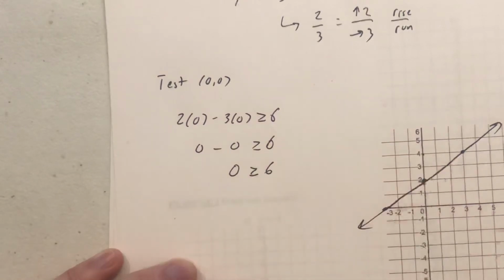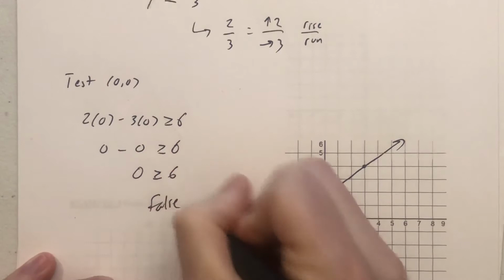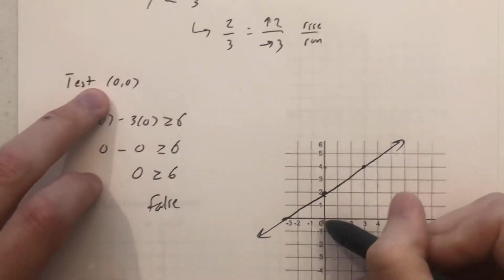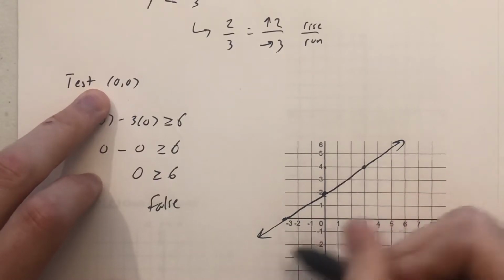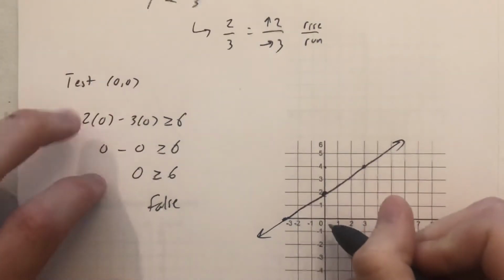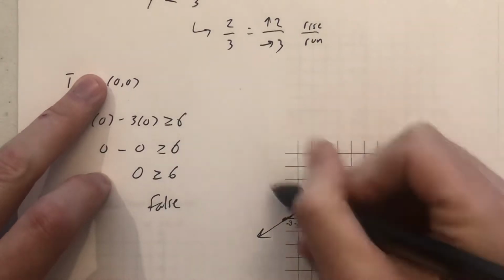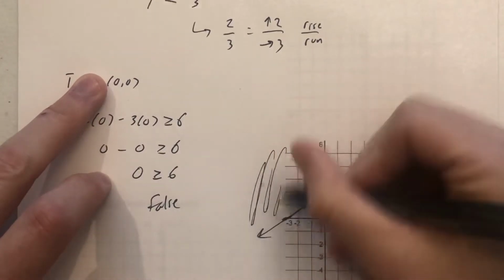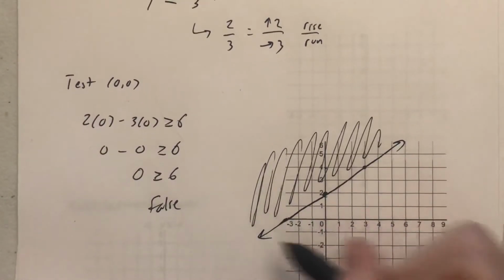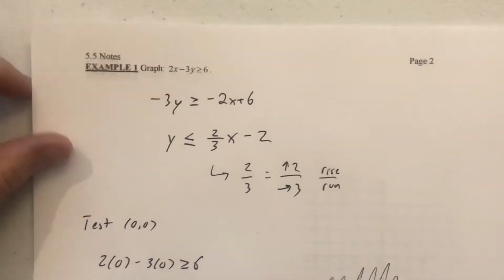Meaning 0 is greater than or equal to 6. And notice that is false, right? Since that is false, this point 0, 0 here is not in the shaded region. We do not want to shade any of this because 0, 0 did not work in that inequality. Also, that tells us that if this side isn't the right area, then this side is. So everything above that line and including it, every point in that region would be a solution to our original inequality.